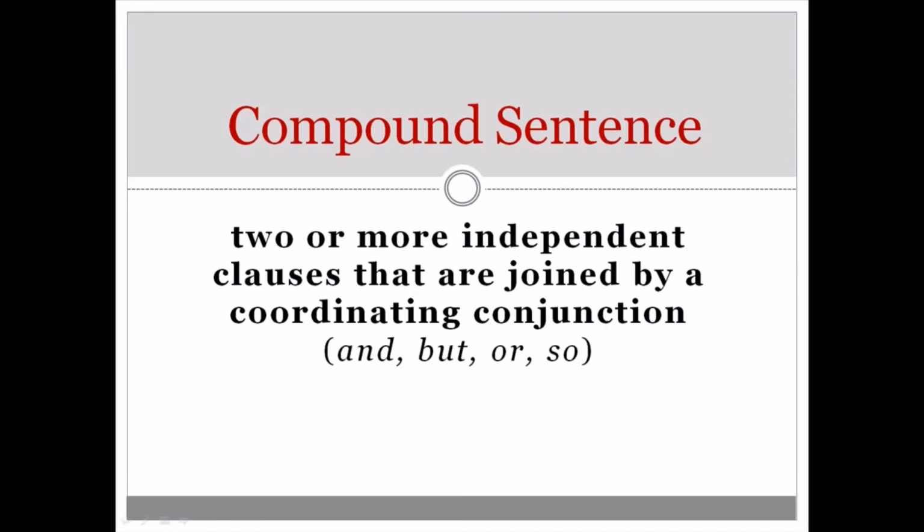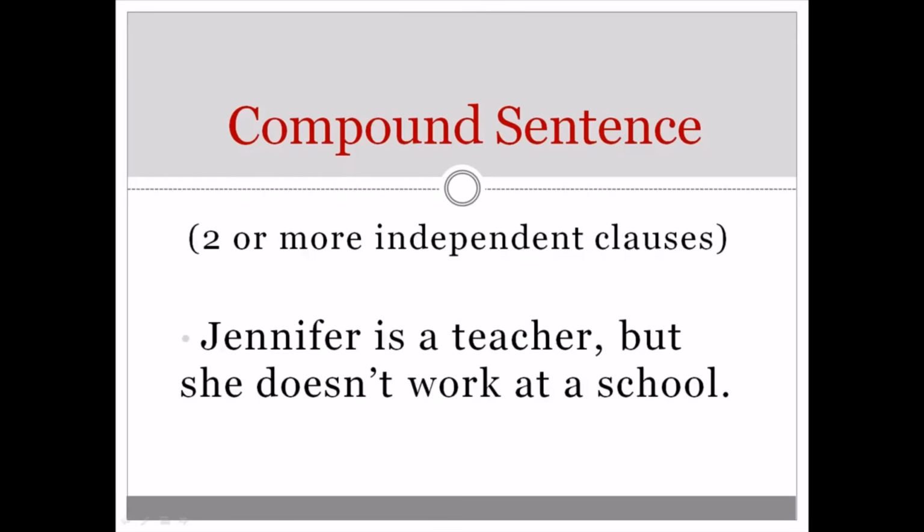Let's look at some examples. Here's the first. Jennifer is a teacher, but she doesn't work at a school. You see, we have two independent clauses. We join them together with our coordinating conjunction. The practice is to use a comma before the conjunction. Now sometimes, especially in informal writing, you'll see writers use but at the beginning of a sentence. It's not a practice that's generally recommended, but it is acceptable if not overused.